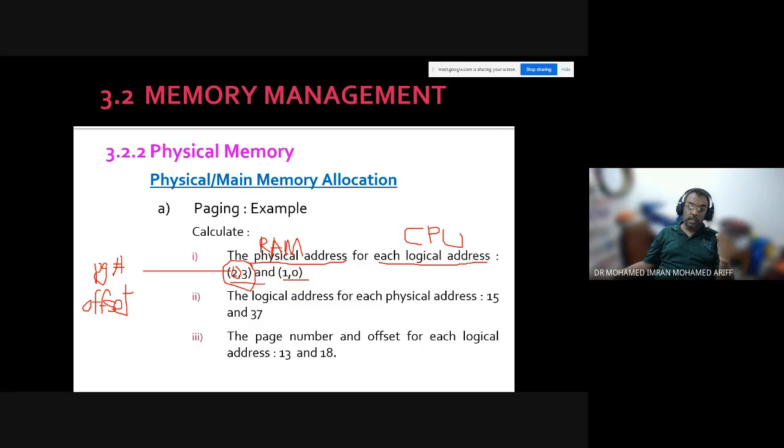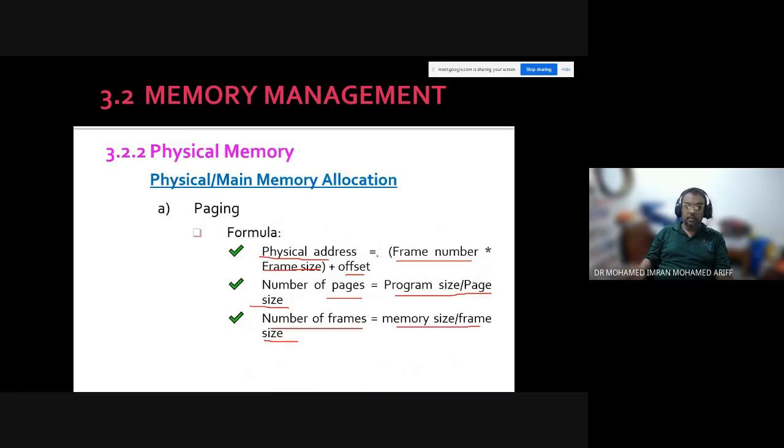So daripada logical address 2,3 and 1,0, we are supposed to find out what is the physical address. Kita kena cari what is the physical address. So biasanya short form untuk physical address ialah PA. Okay. So kita ada formula dia. So now let's go and look back at the formula. Ni formula. So physical address bersamaan dengan frame number darab dengan frame size campur offset. Okay. Kalau kita masih ingat soalan tu ada offset. So shouldn't be an issue.